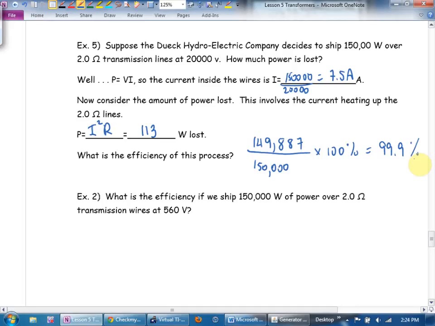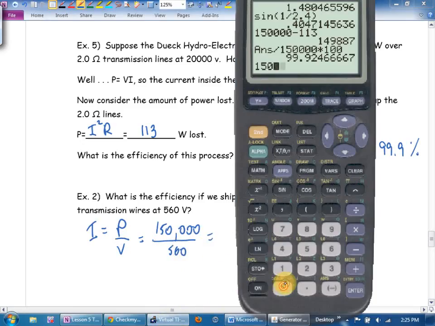The flip side would be, and this is what Edison was initially suggesting because he wanted direct current, he said, ship it at high amperage. The problem then is basically every one of your power lines is a stove element blowing red hot. You're losing a lot of energy. So what if we shipped it at 560 volts? Well, the current required would be power divided by voltage, 150,000 watts divided by 560 volts. I'd be shipping it at 268 amps.